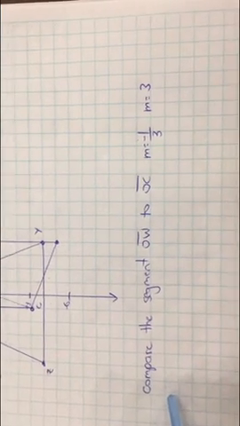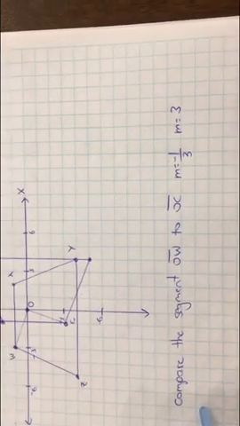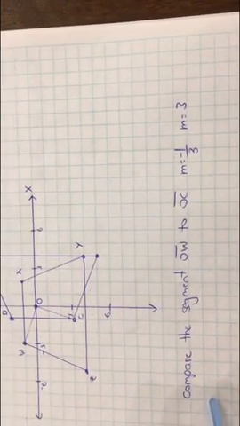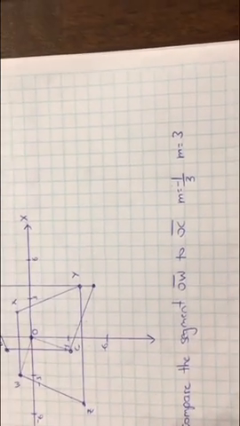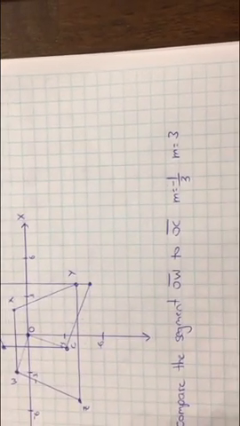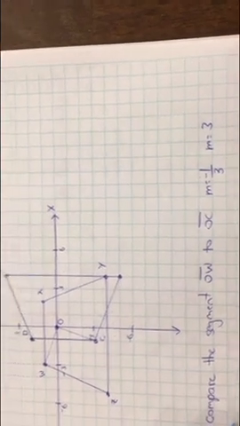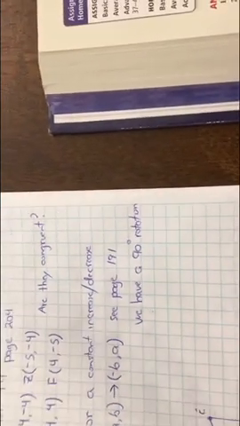So comparing those segments, the origin to W and the origin to C, those slopes, -1/3 and 3, are in fact perpendicular. That is definitive proof that we have a 90-degree rotation. Okay, so that was number 8. Now let's look at number 10.